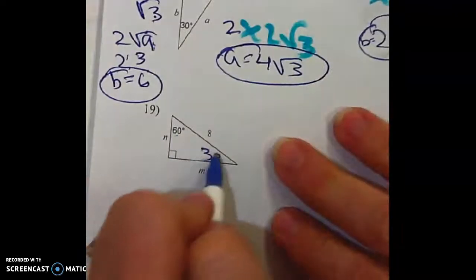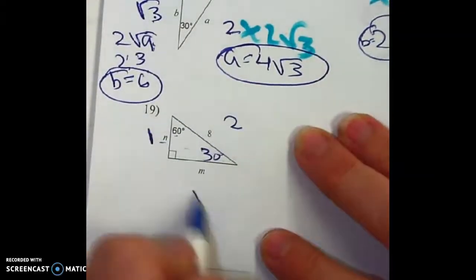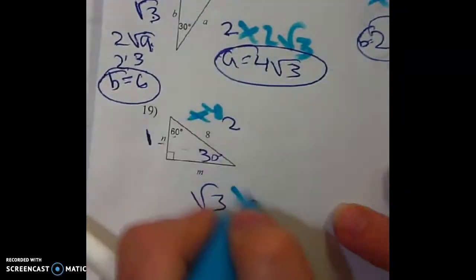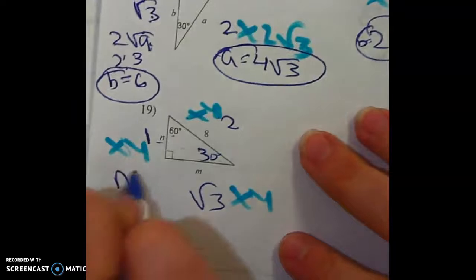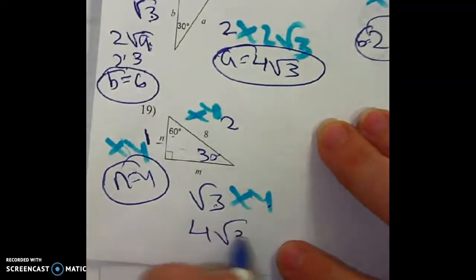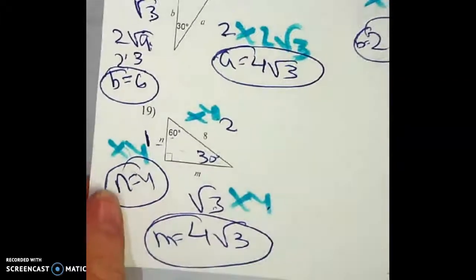That's 60. That's 30. What's across from the 30? 1. What's the long side? 2. Rad 3. Ooh, I like this one. 2 times 4 is 8. So times 4, times 4. 1 times 4 is 4. 4 times rad 3 is 4 rad 3. They are not the same. Don't multiply them and give me 12.